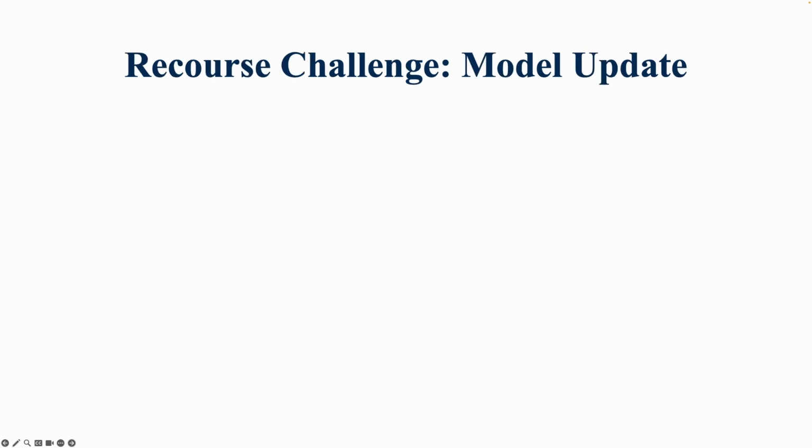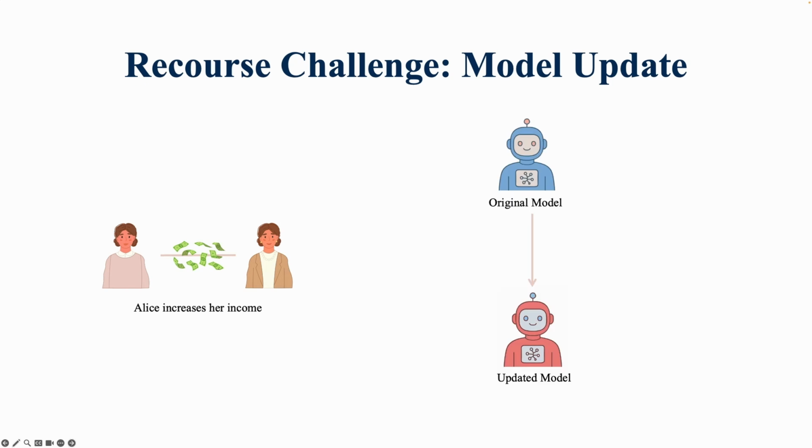Once Alice receives a recourse recommendation, it might take her several months to act on those suggestions. So for example, it might take Alice 6 months to increase her income. And during that period, the bank's model could be updated. And there are different factors that could make the bank update their model.